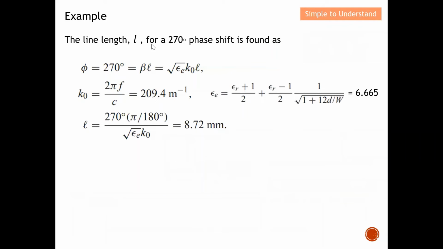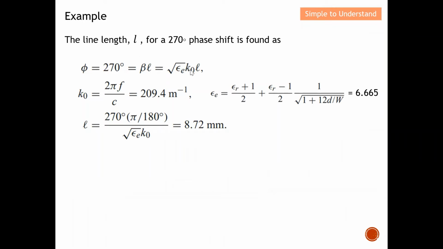Okay, so how can we get the length? The question requests a 270-degree phase shift. Basically, this phase shift of 270 degrees equals beta times the length. This beta will be this equation here.